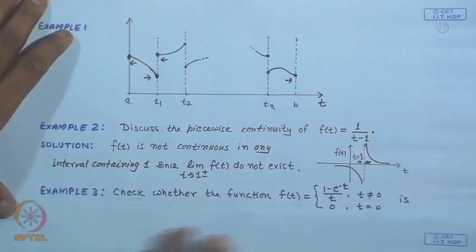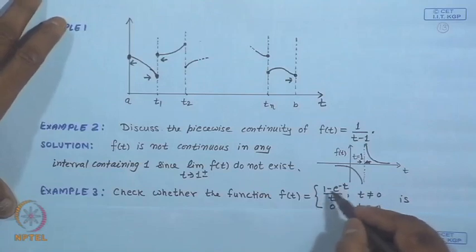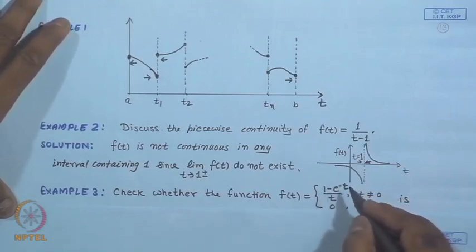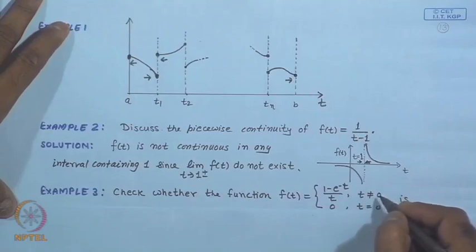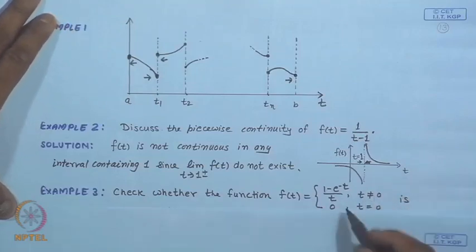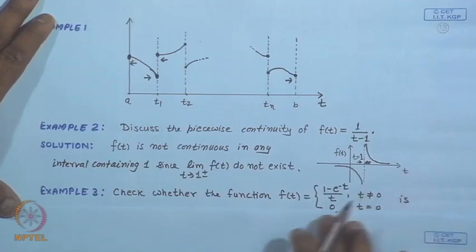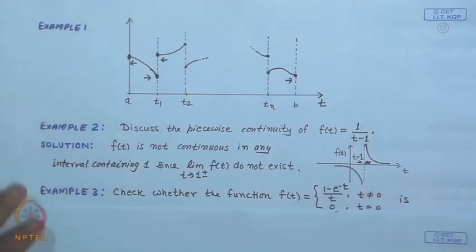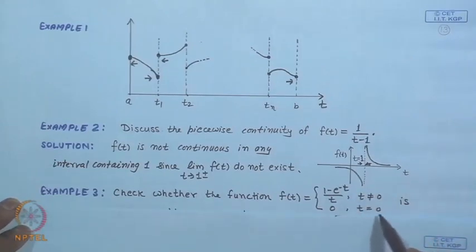Another example: if we have the function f(t) equals (1 minus e to the minus t) over t for t not equal to 0, and we have 0 when t is equal to 0. So we have to check whether this function is continuous or not. Again we have a problem at t equal to 0.